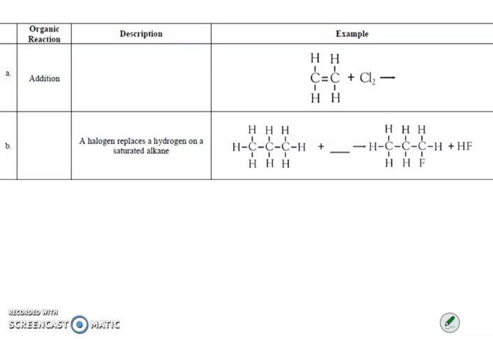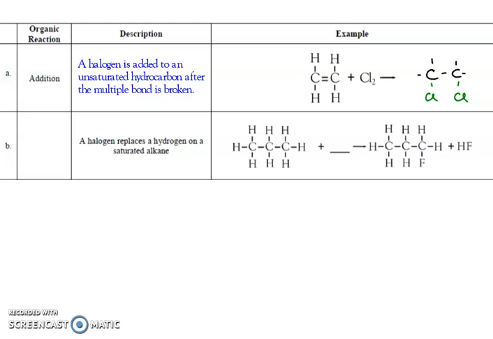So the first one, it says it's an addition reaction, and when we look over here at the example, we can see that we have a double bond. And we know that if we have a double bond, we have to add because the two vowels go together, addition and unsaturated. So the description for this is an unsaturated hydrocarbon, and it's going to add across the double bond because it's going to break the double bond. And when we do that, we're going to get a chlorinated alkane. So that breaks the double bond. So it says a halogen's added to an unsaturated hydrocarbon after you break those multiple bonds.